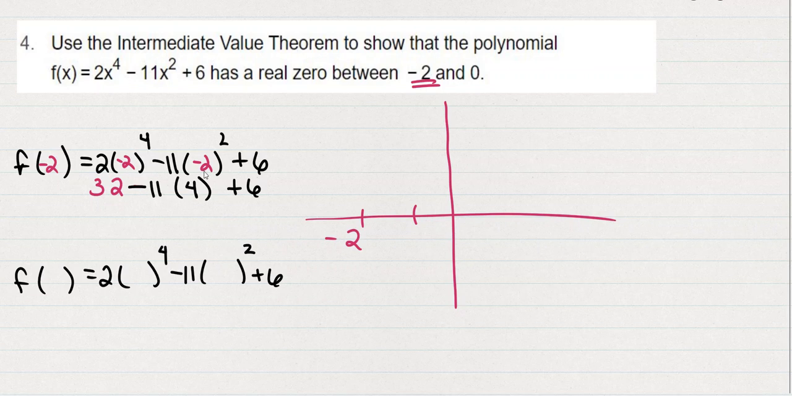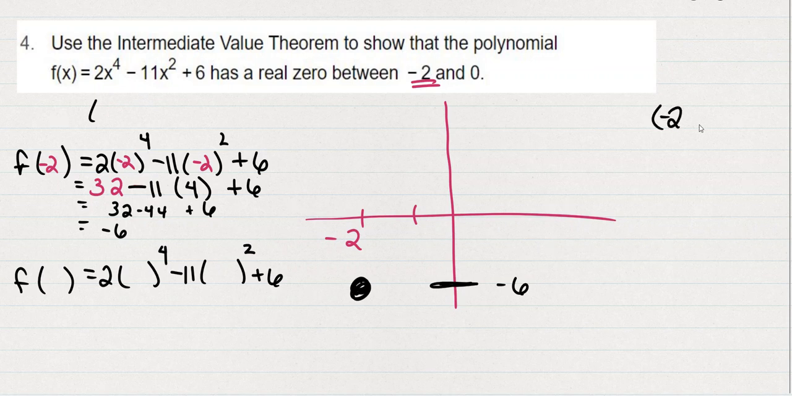And then I'll say -2 squared is -2 times -2, so 4 plus 6. So if I did this, 32 minus 44 plus 6, I'm going to get -6. So that's down here. When x is -2, let me write the point over here. When x is -2, y is -6.